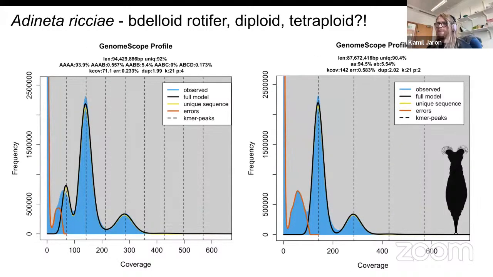But sometimes you just won't get a satisfying answer. Ruben Novel and I have spent weeks staring at these two plots. Actually, because this is a rotifer, Adineta vaga or similar, if you look at the k-mer spectra, it looks like one peak, another peak, another peak, and another peak. What is this? It could either be diploid, and this is the haploid peak, and this is something else.